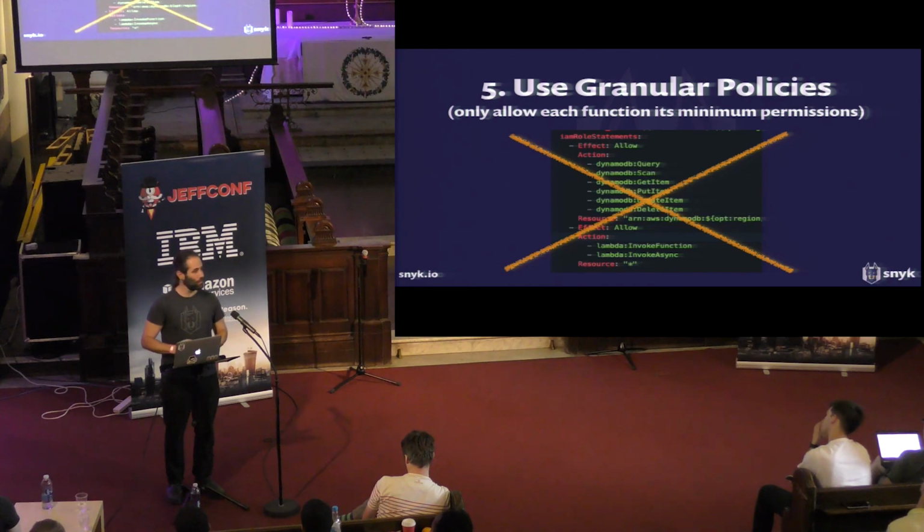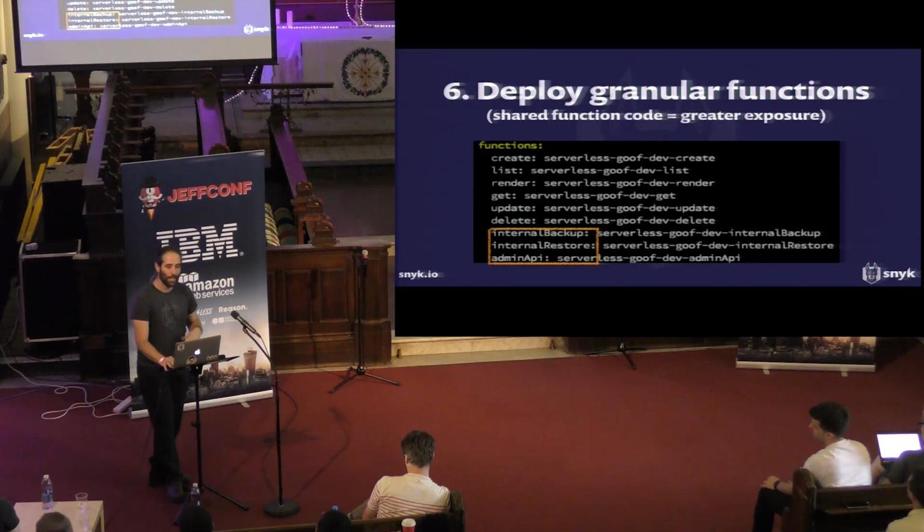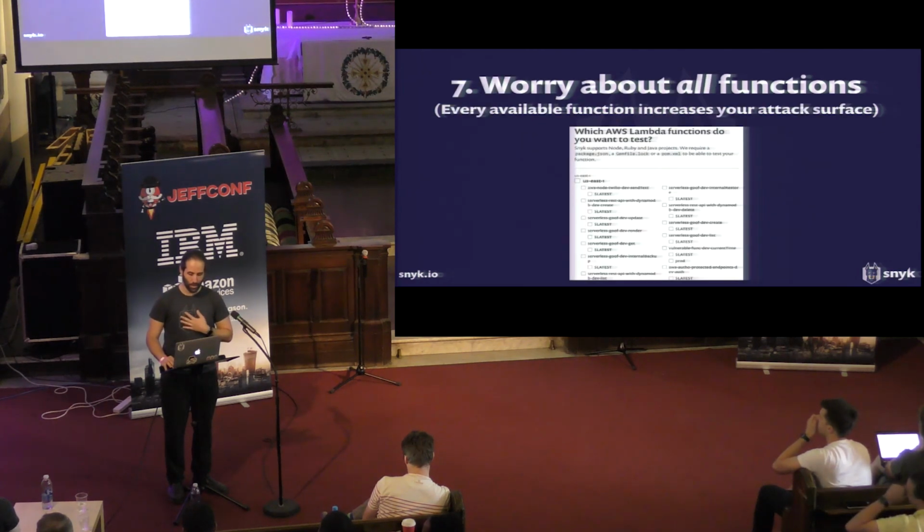Use granular policies. Don't fall for the convenience of just like, sure, I'll just lump these in. Policies expand, they don't contract. Once you add a permission to a policy, nobody ever feels comfortable removing it. Policies expand, expand, expand until somebody adds an asterisk. That's the way it works. And similarly, deploy granular functions. It's not much harder once it's the norm in your system to have separate deployables for each one of these functions. And then last but not least, worry about all functions.